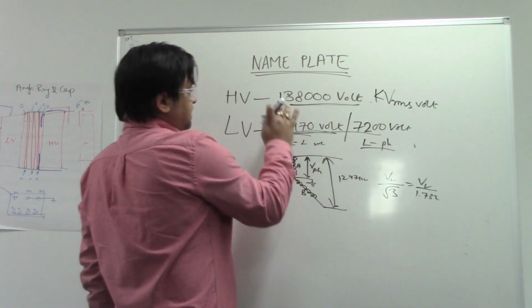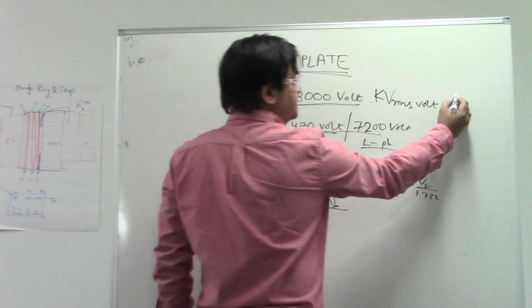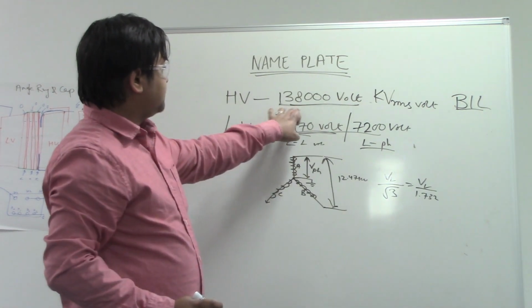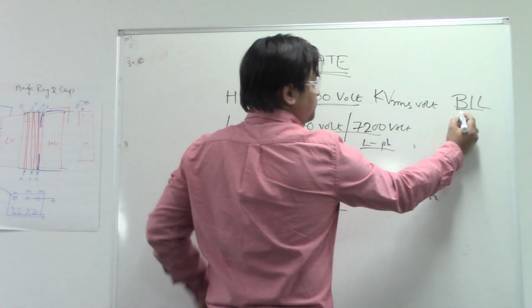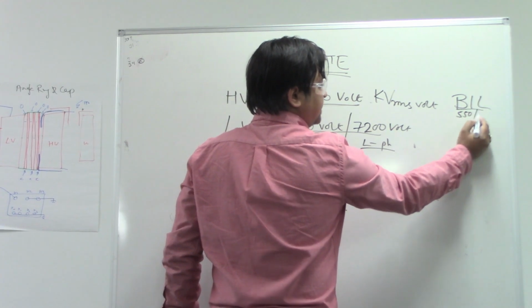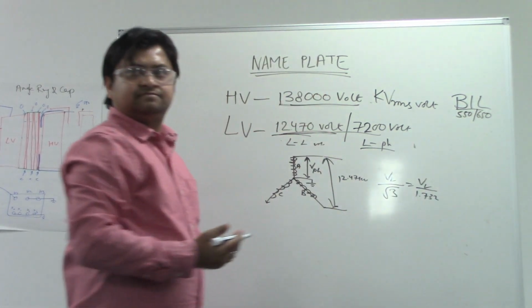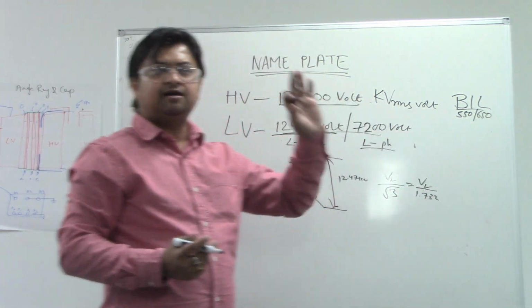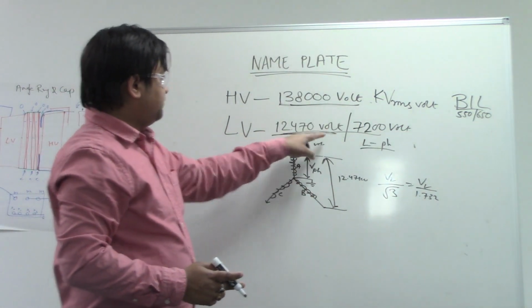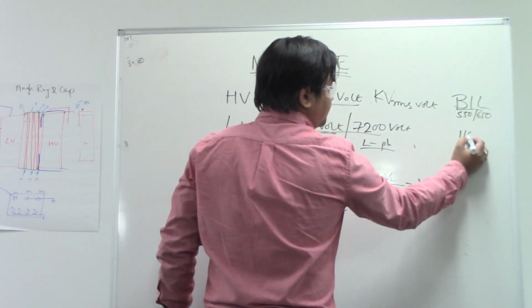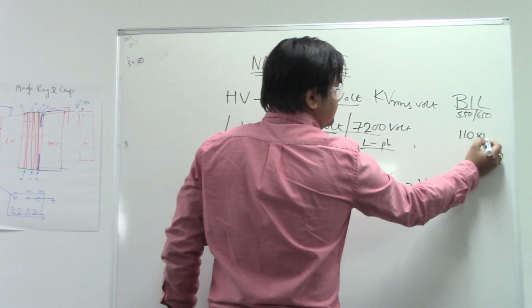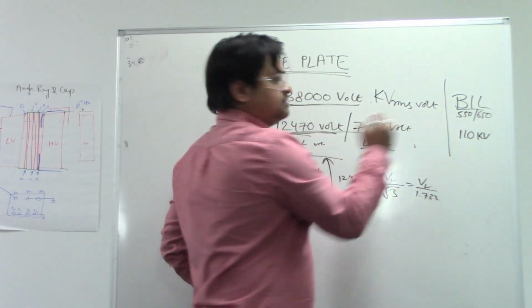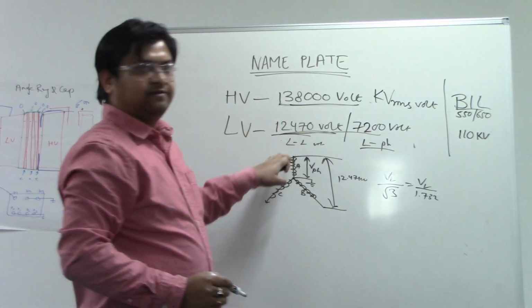Against this, there is a basic insulation level, BIL, given. So let's say for 138,000 volts, the BIL can be 550 or 650, depending upon the need of the customer. This 550 and 650 BIL is defined in the IEEE guide. For 12.47 kV, the BIL is 110 kV. This is the basic insulation level, and this is the kV RMS level.